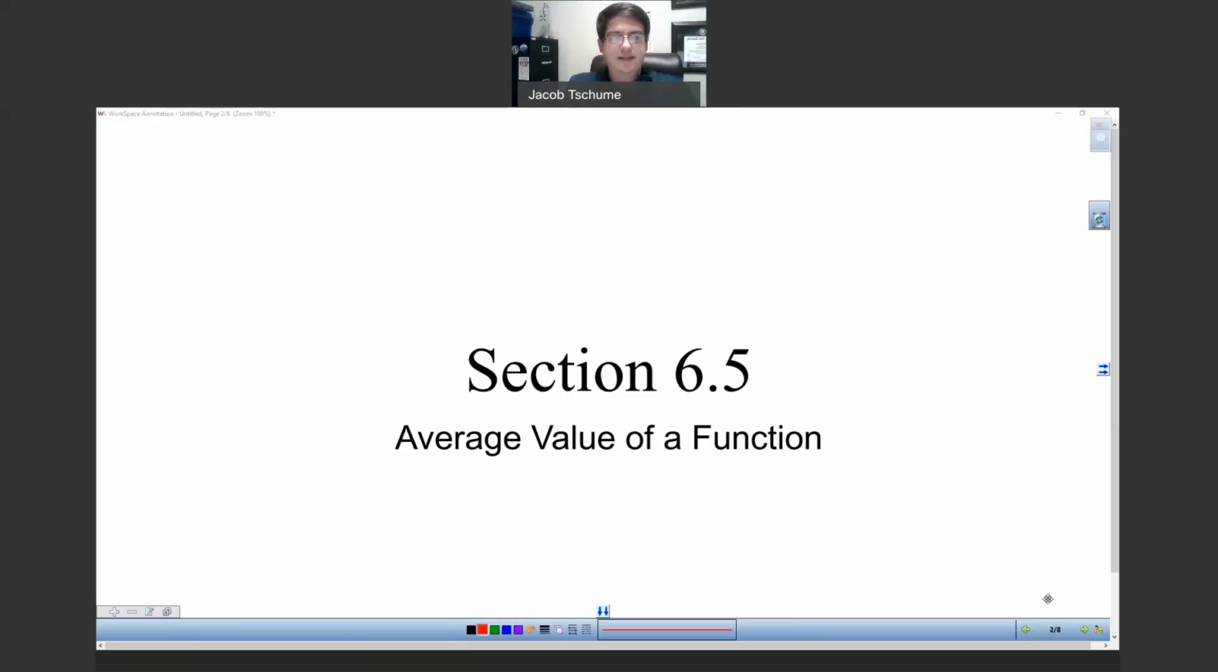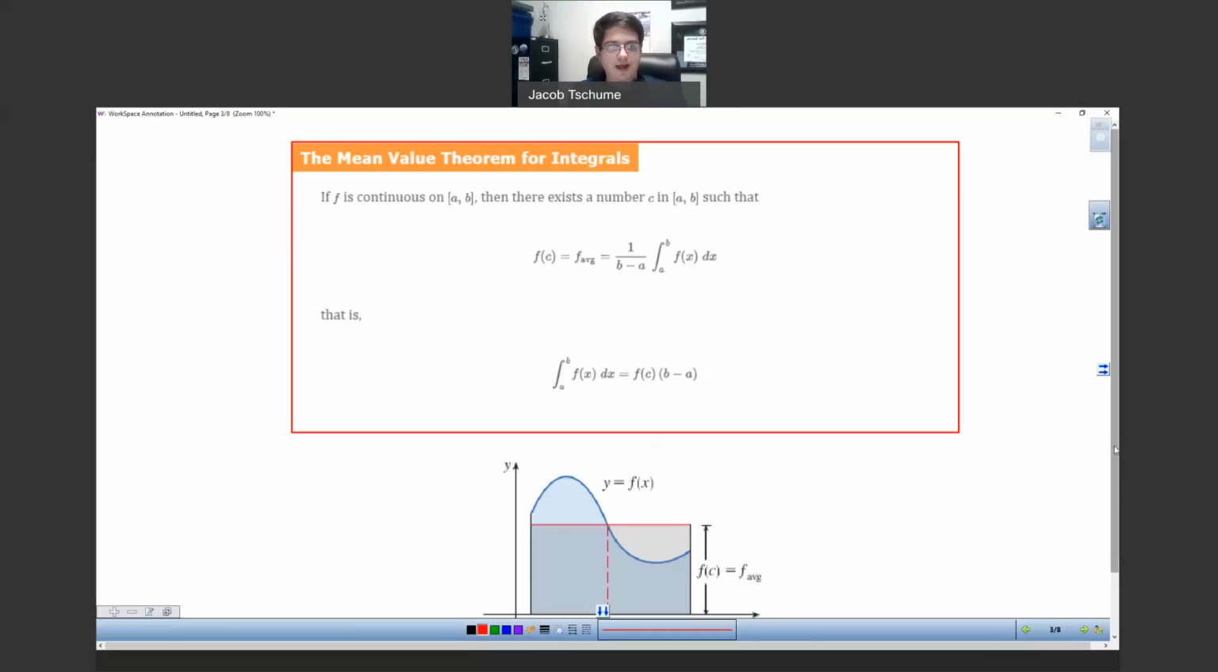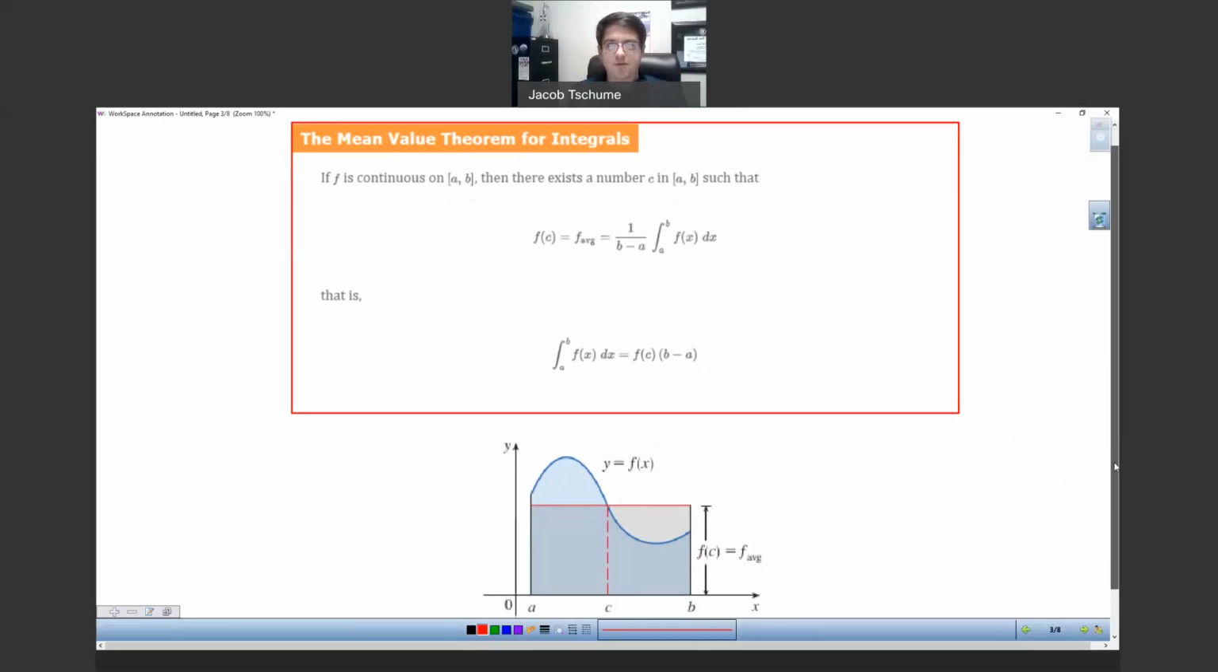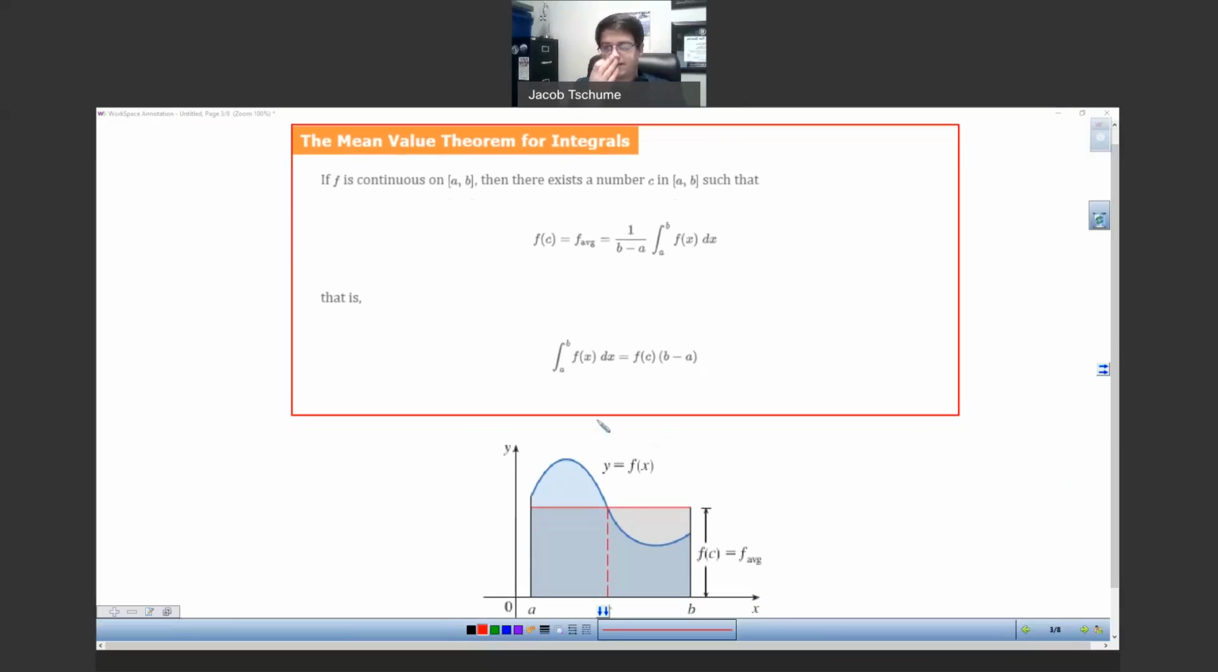All right, in this video, we are going to be doing the last section in chapter 6 that we cover, and this is section 6.5, which is the average value of a function. In this section, we're going to look at an opposite of a theorem that is covered in our Calculus 1 class. In Cal 1, you cover an idea called the mean value theorem. We are now going to talk about how the mean value theorem works for integration.